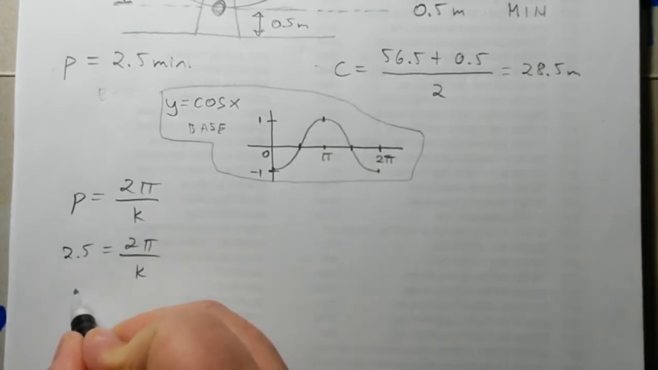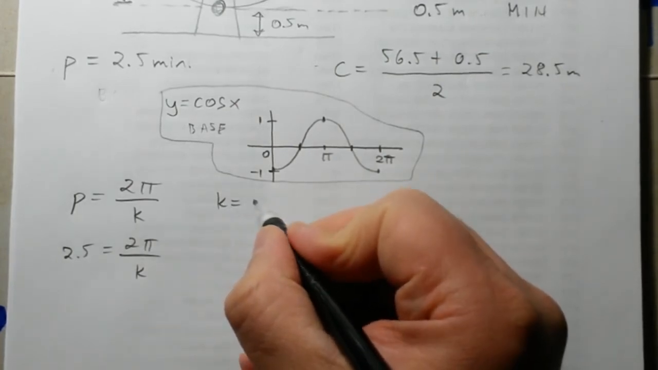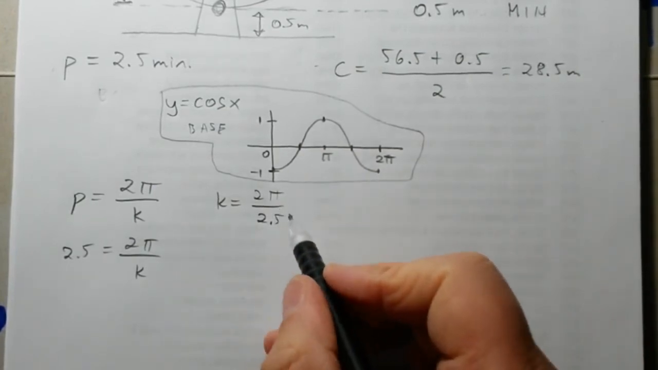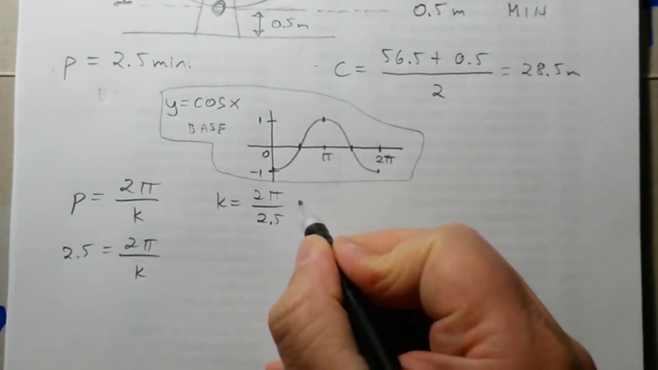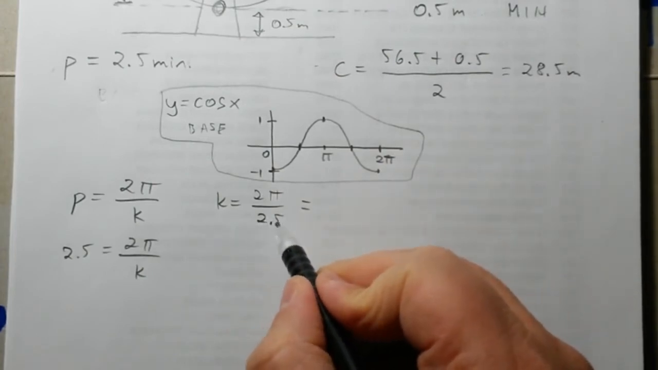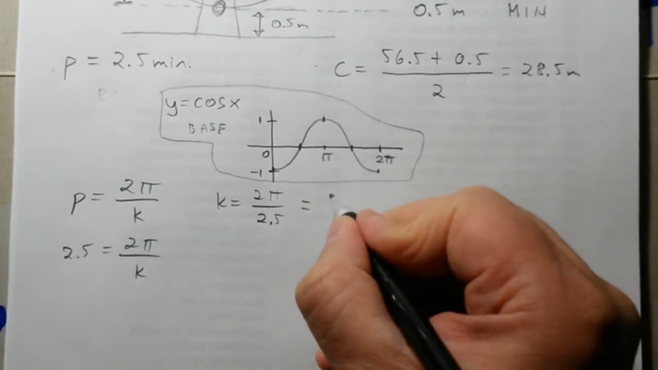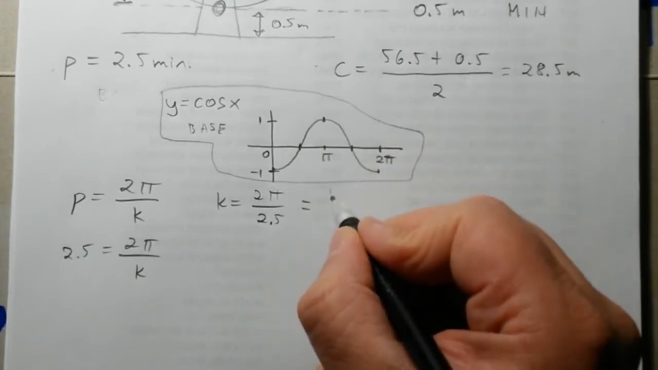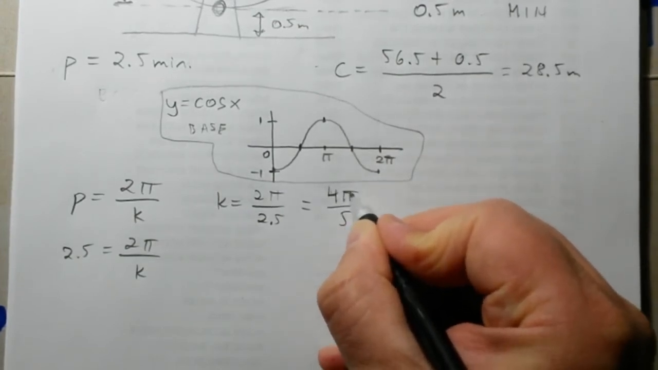That means that k is going to be equal to 2 pi over 2.5. If we want to avoid the decimals, 2.5 is the same as 5 over 2, so this is like 2 pi over 5 over 2, which is the same as saying 4 pi over 5. So we've got everything.